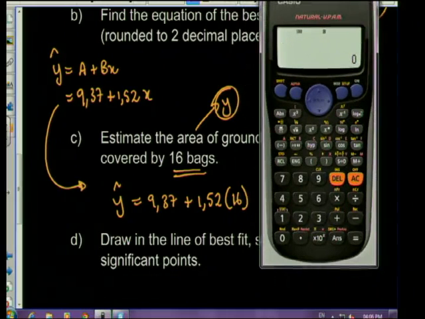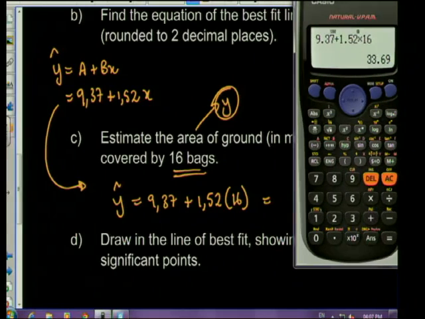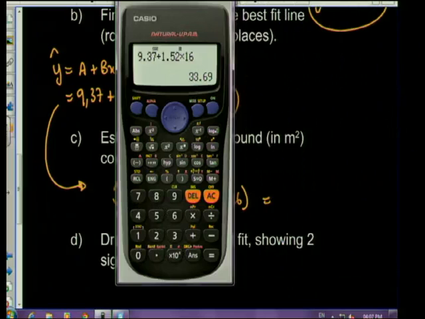So let's go put it in, 9,37. And that's added to 1.52. And that was multiplied by 16. And what that gives me is 33.69. And that, what is the area that it covers? So it's 33.69 meters squared.